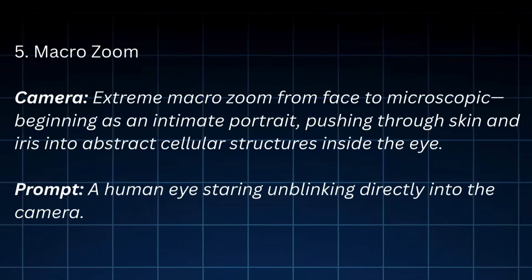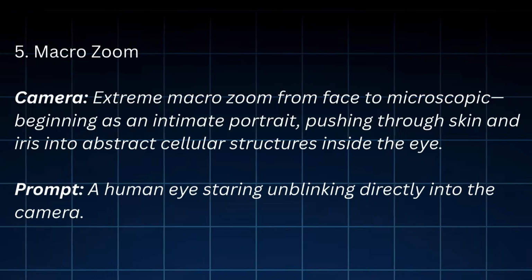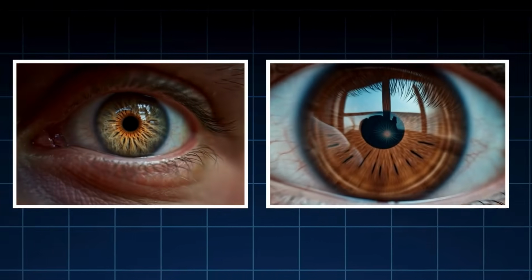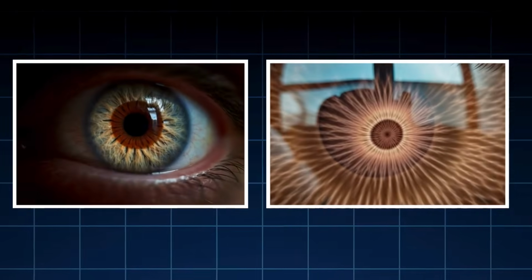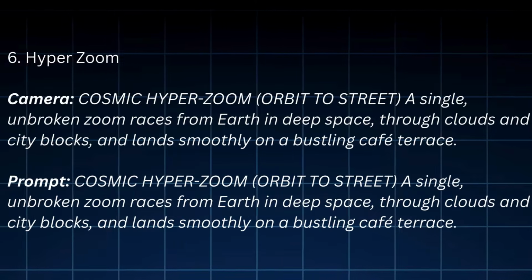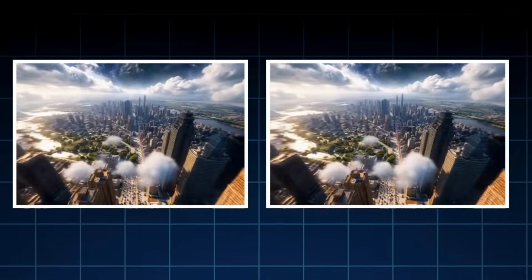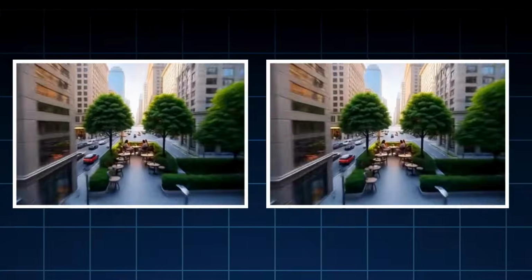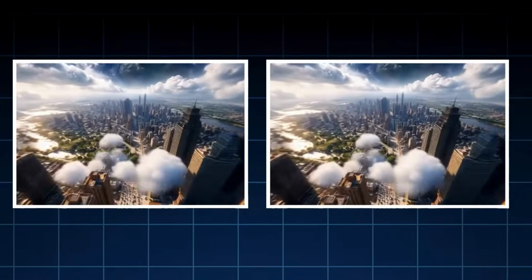The fifth one is macro zoom, an extreme push in that turns a face into an abstract landscape, ideal for sci fi, psychological, or transformation scenes. Next is hyper zoom, compresses massive distances into a single movement, going from wide scale to personal detail without cutting. Excellent for openings and dramatic transitions.